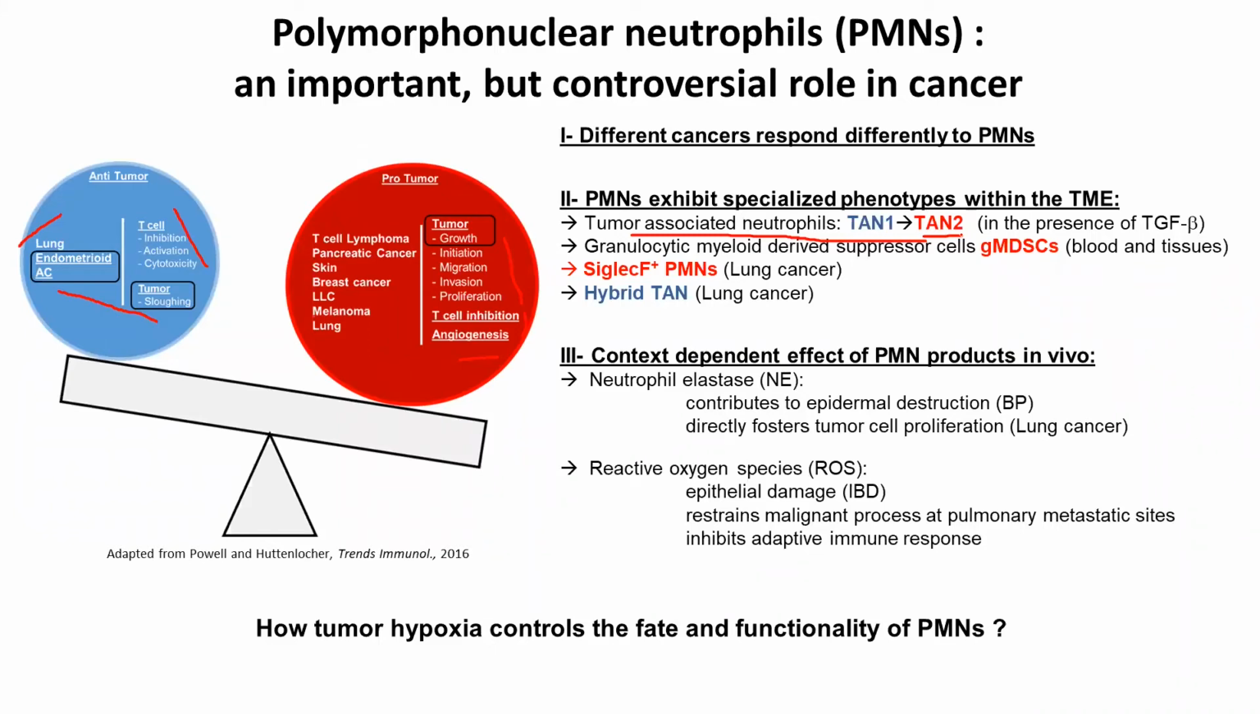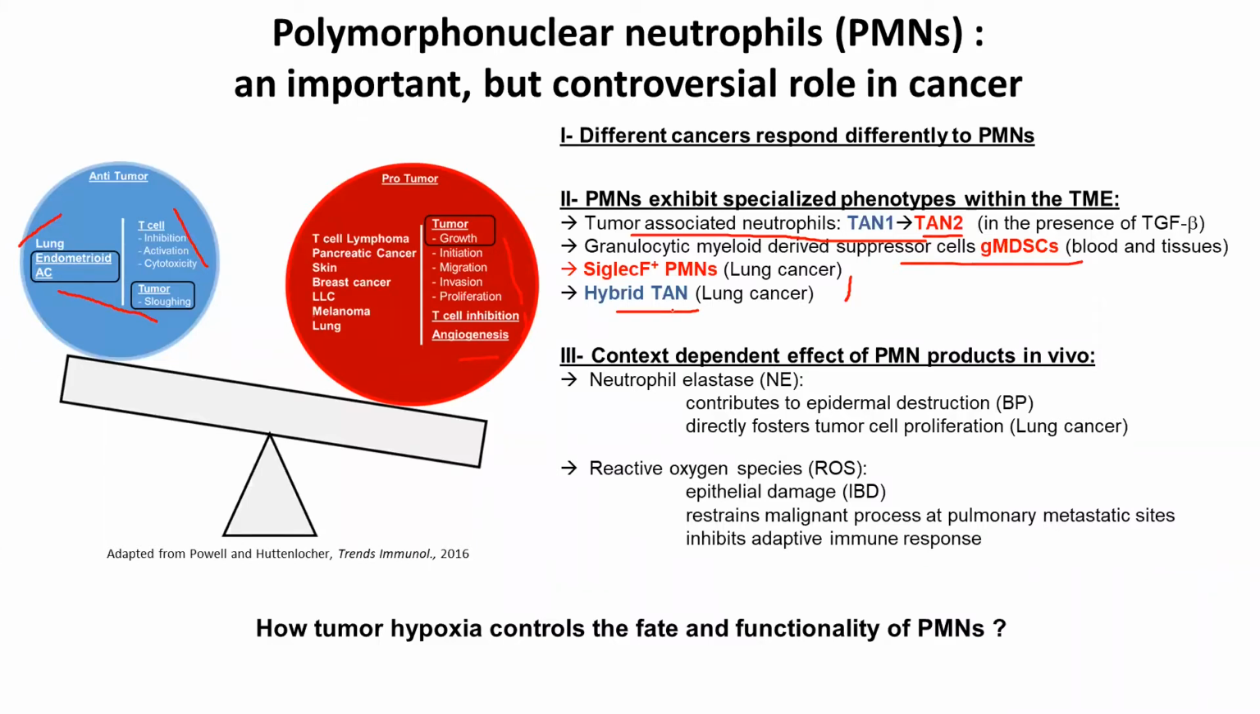melanoma. It's also the case for the granulocytic MDSCs, which are present in the blood and tissue of human patients and in mice. And more recently, a PMN subset expressing Siglec-F has been shown to have pro-tumor properties, whereas another PMN subset with an HLA class 2 signature, the hybrid TAN, has been shown to foster the T-cell response.